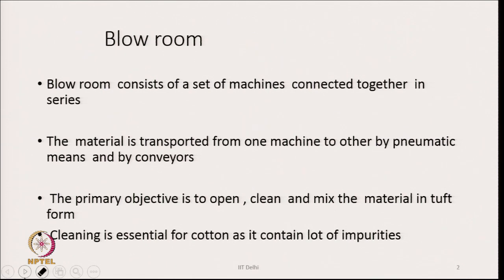The blow room consists of a set of machines connected together in series. So, blow room is not a single machine, there are quite a few machines in the blow room. We call it blow room line usually, and these machines are connected together in series. The material that we process is transported from one machine to the other by pneumatic means and by conveyors. So, these are the two means through which the material goes from one machine to the other.